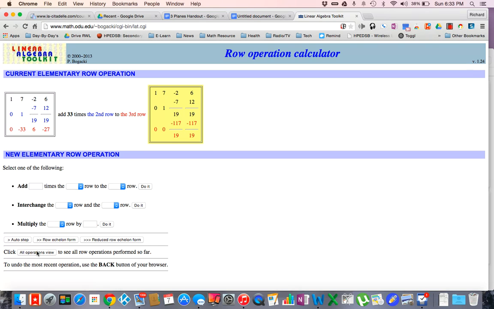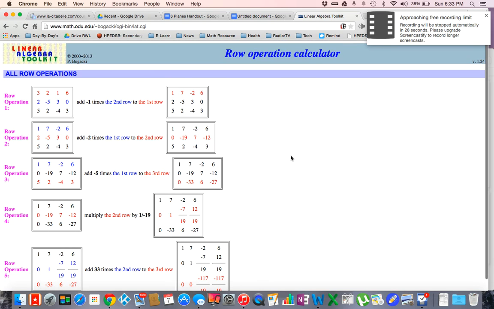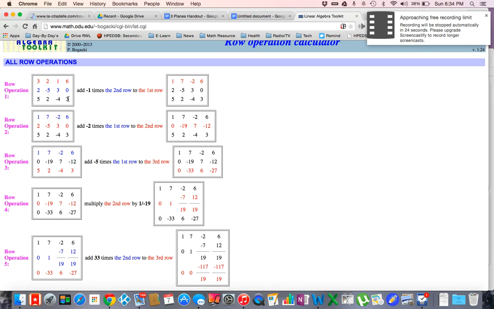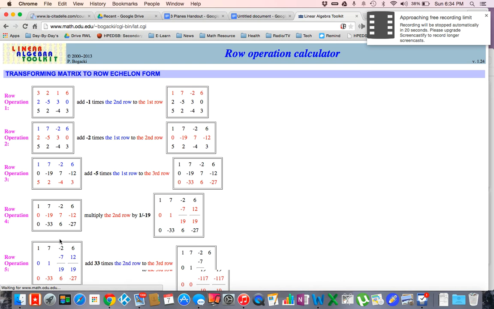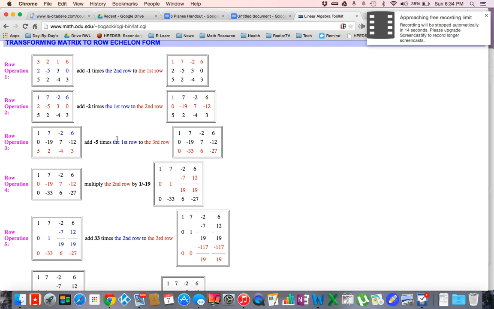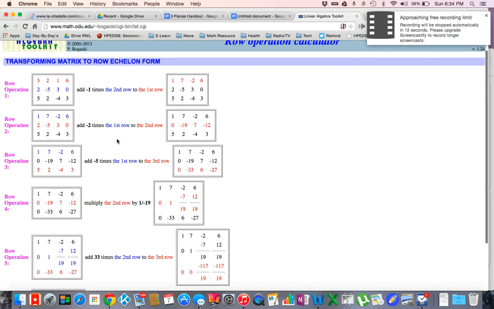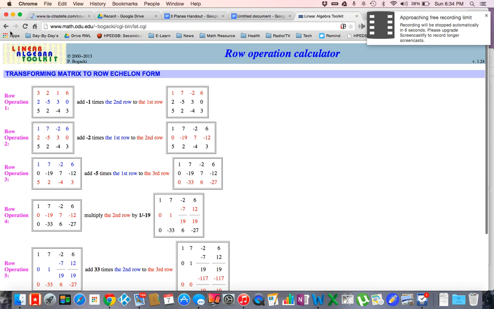Now let me see here. Oh yeah, and you can do this, all operations view. So that went through all of the different row operations right there that we could have done. And then the last thing to do is for row echelon form. Yeah, look, a lot of the operations are the same. So it's chosen the same operations as I have.